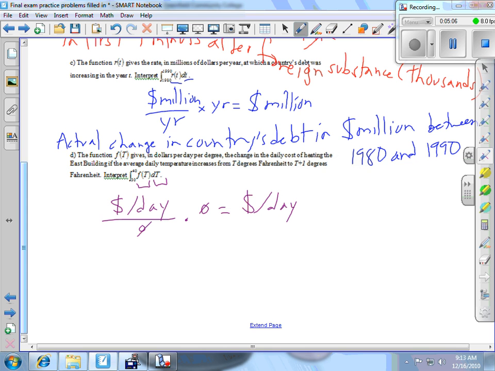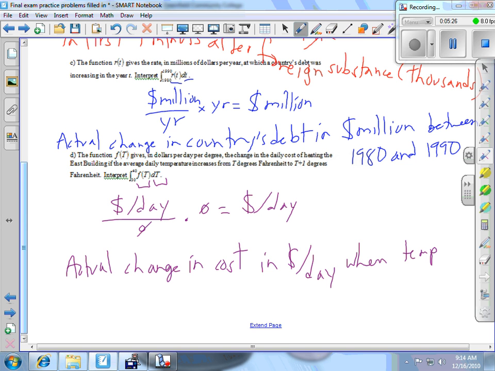Okay, so what's going on here? We are finding the actual change in cost for heating the east building for a day. So this is going to be in dollars per day, when the temperature goes from 30 degrees to 40 degrees.